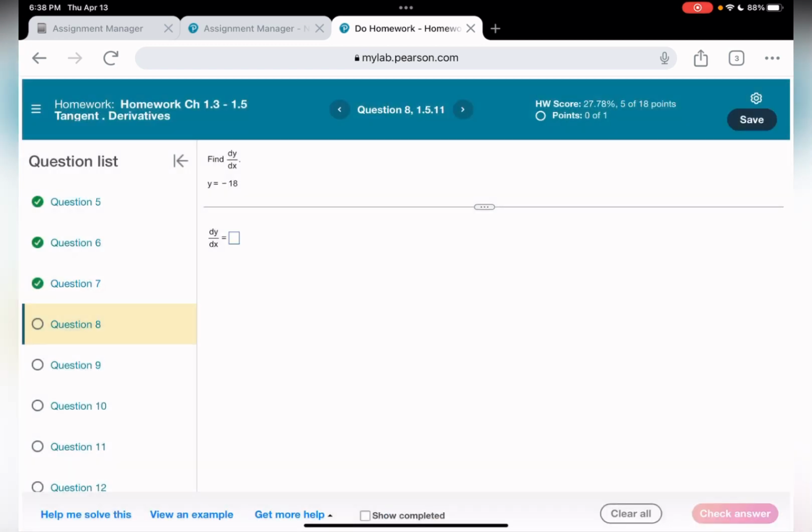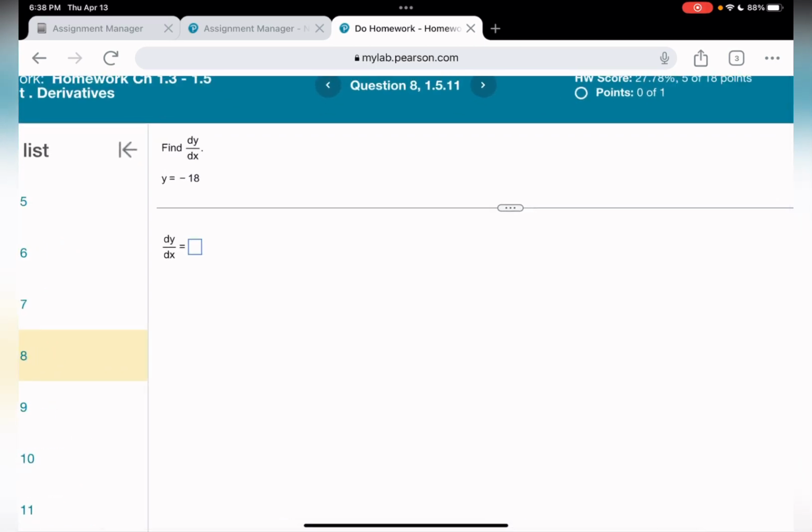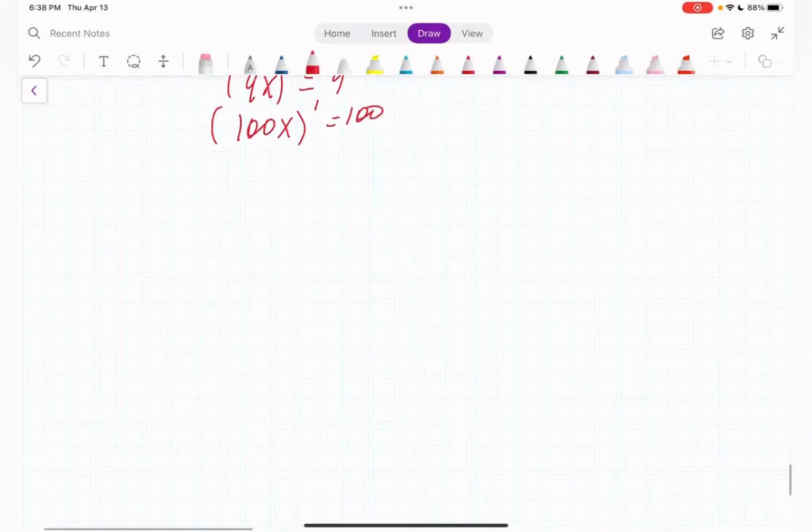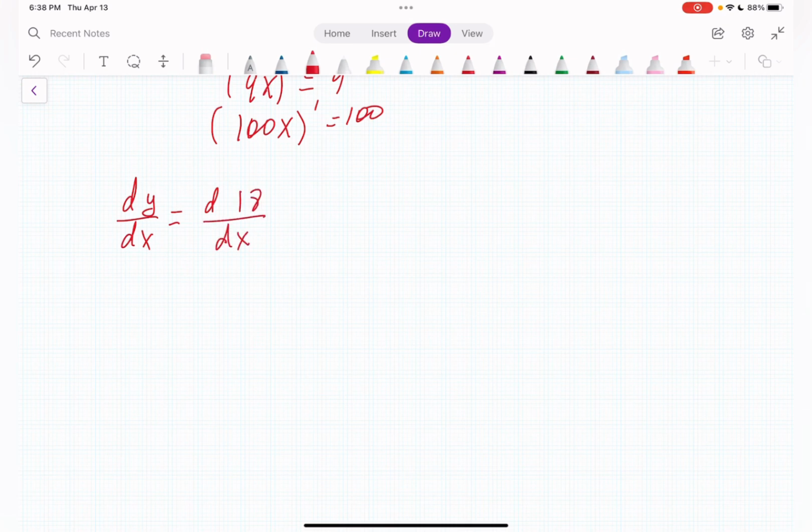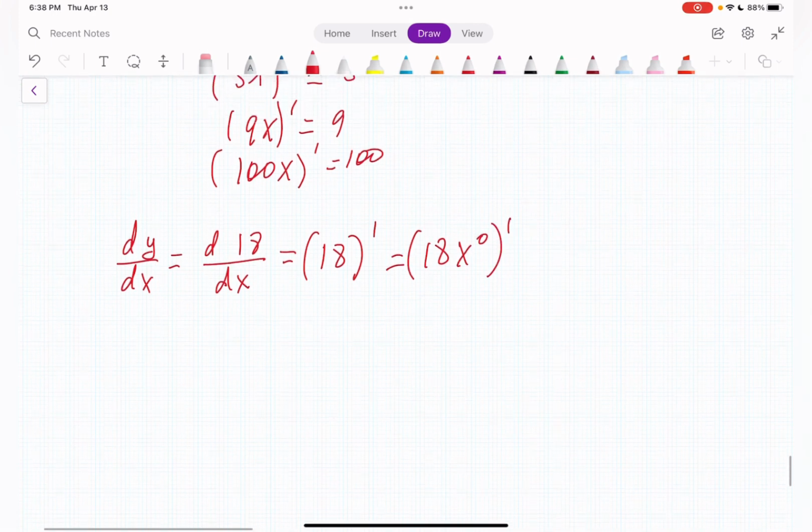Moving to question number 8. Again, dy by dx, it's negative 18. Okay, this is interesting. dy by dx, derivative of 18, which is the same way, 18 prime. So for 18 prime, can I write 18 x to the power 0? Yes, because x to the power 0 is 1. So it's going to be 18 times 0, right?